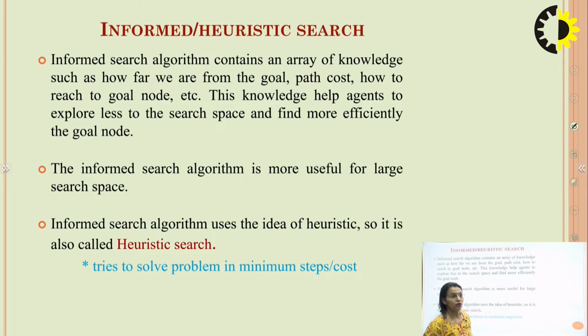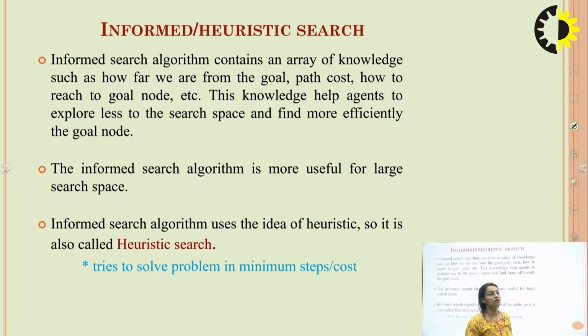So what do we mean by informed search? Informed search is also known as heuristic search. Informed search is basically an algorithm that contains an array of knowledge, such as how far we are from the goal, the path cost, and how to reach that goal node. This knowledge helps the agents explore less of the search space and find the goal node more efficiently.